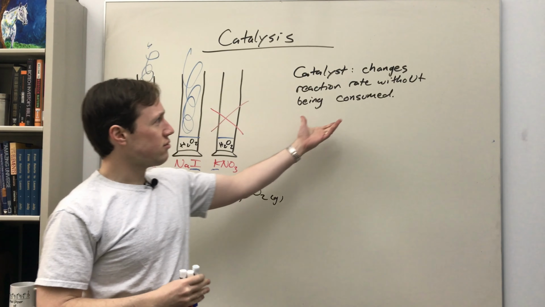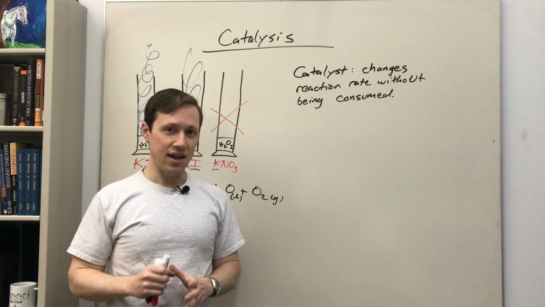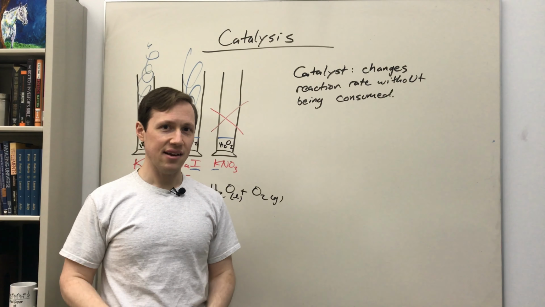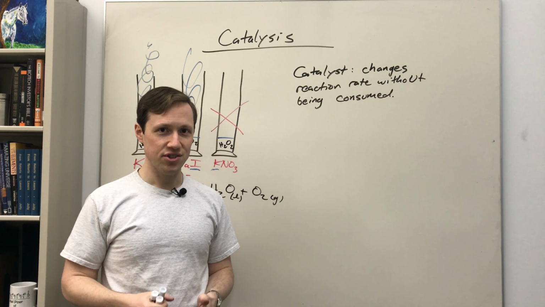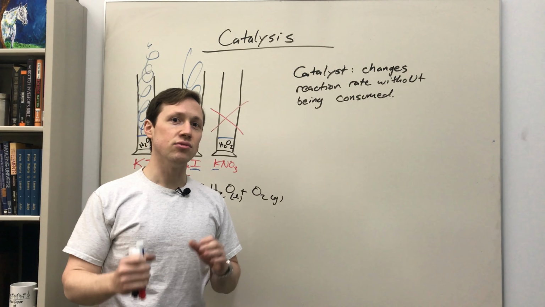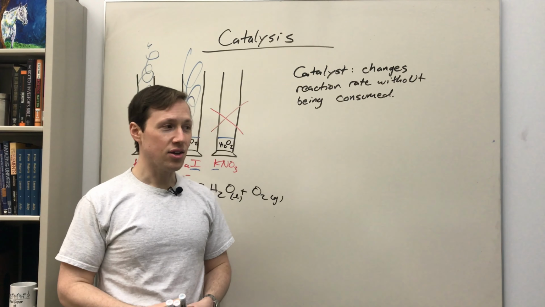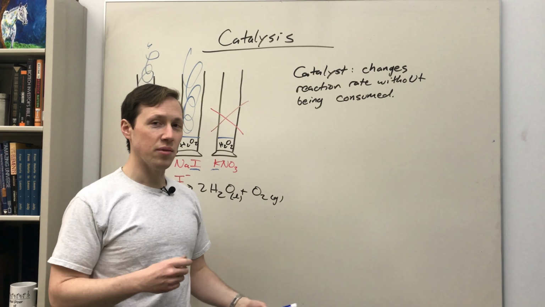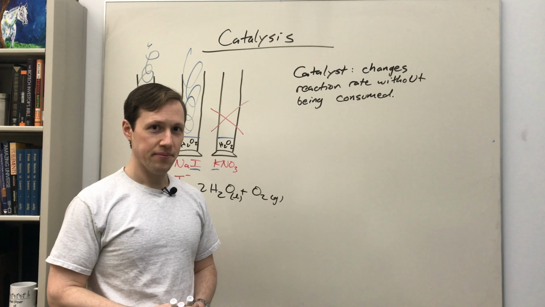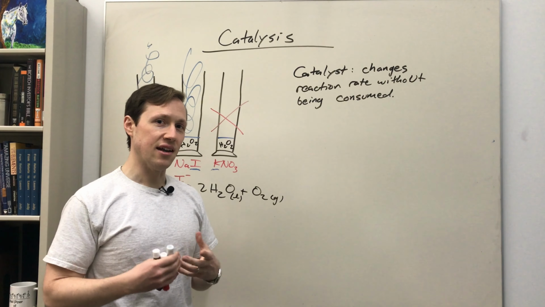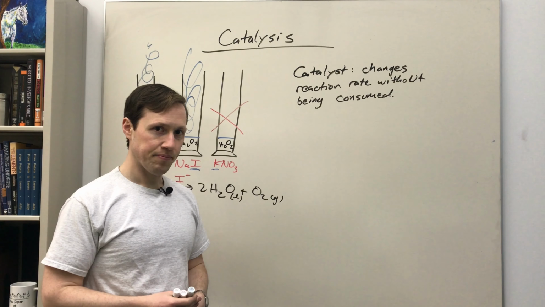You'll notice that I wrote changes the reaction rate, not just speeds up the reaction. Though many catalysts do speed up reactions, catalysts can also do other things for reactions, including slowing them down or causing one product to be favored over another. For now, though, we're primarily going to talk about a catalyst that speeds up the reaction.